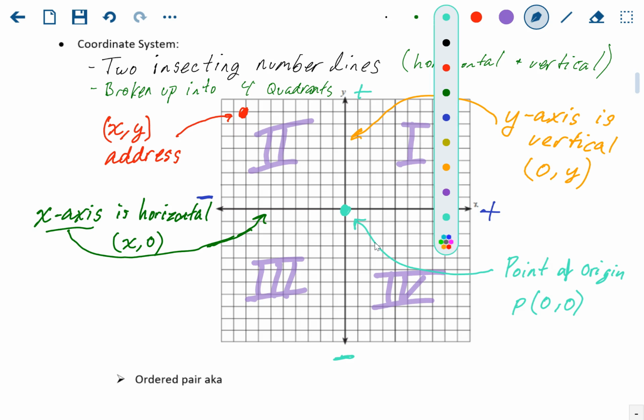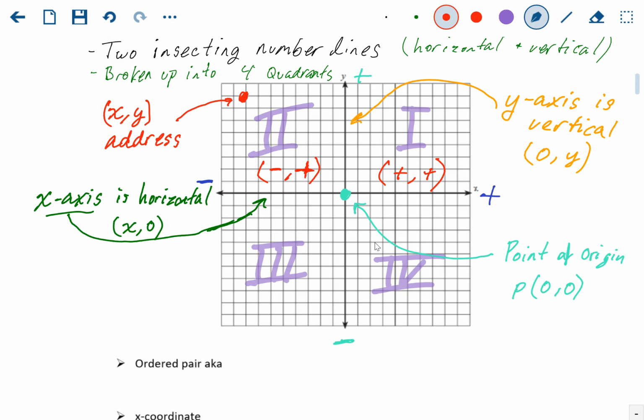So every ordered pair in quadrant 1 is going to be positive, positive. So the x value is going to be positive, the y value is going to be positive. In quadrant 2, it's left and up. Okay? Well, left is negative and up is positive. So the x value is always going to be negative in the second quadrant and positive in the third. And then really quickly for these, third quadrant, both are negative. It's down and left, left and down. And then quadrant 4, positive x value, negative y value.